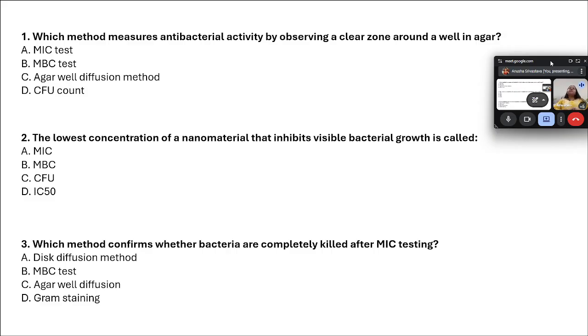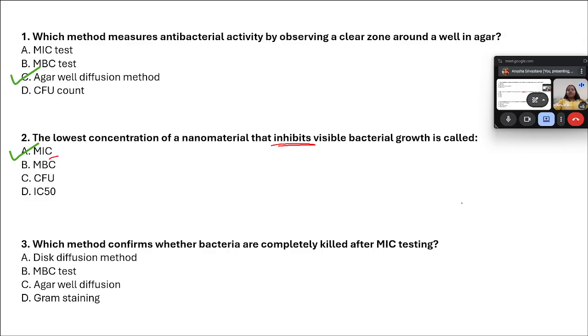The first question reads, which method measures antibacterial activity by observing a clear zone around a well in agar? It's very simple, obviously. This is the agar well diffusion method, correct? Then the second question is the lowest concentration of nanomaterials. I have stressed this point multiple times. You have been asked the concentration of the nanomaterial that inhibits the bacterial growth. So obviously the correct answer would be minimal inhibitory concentration and not minimal bactericidal concentration.